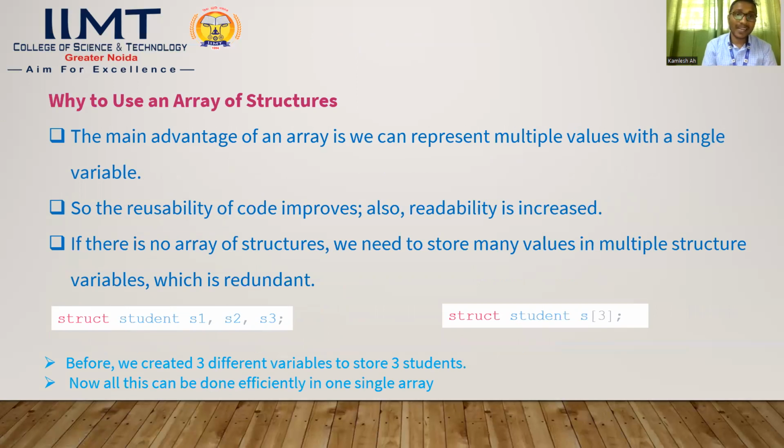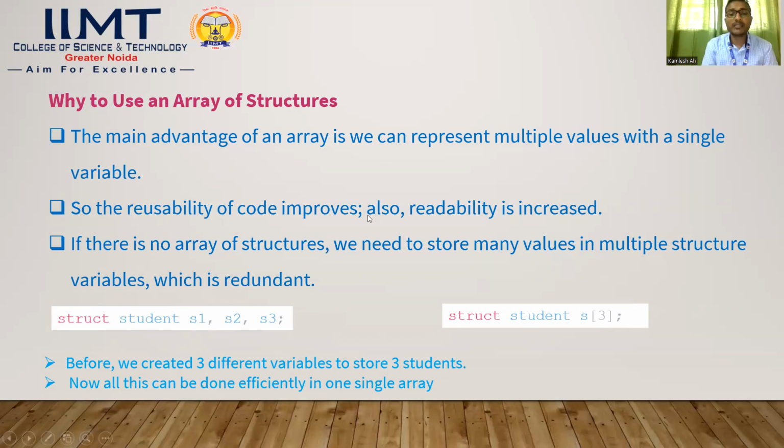It's so simple. The main advantage of an array is we can represent multiple values within a single variable. We also discussed this in the previous slide. If we want to contain multiple values in a single variable, then the array of structure represents multiple values within a single variable. So the reusability of code improves. Obviously, the code's reusability improves.